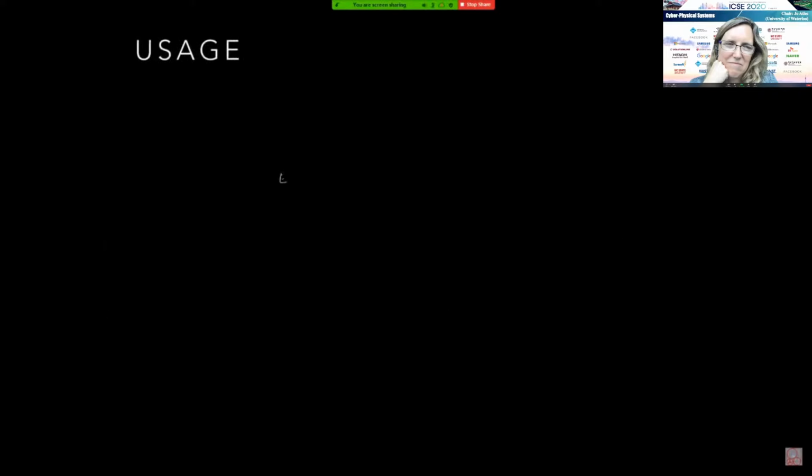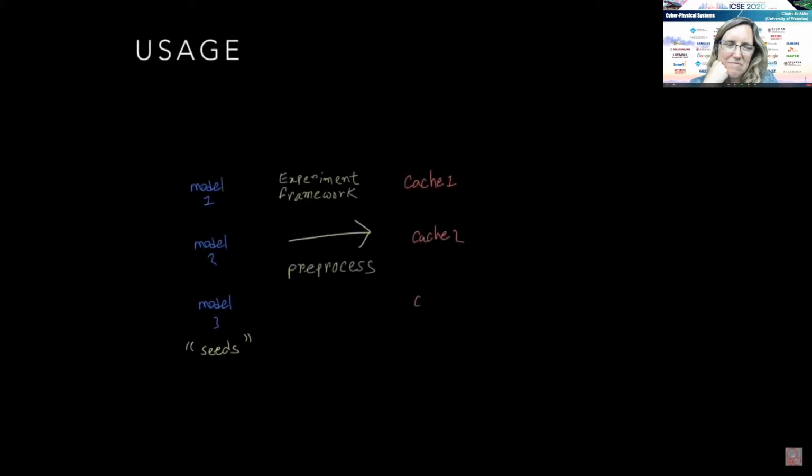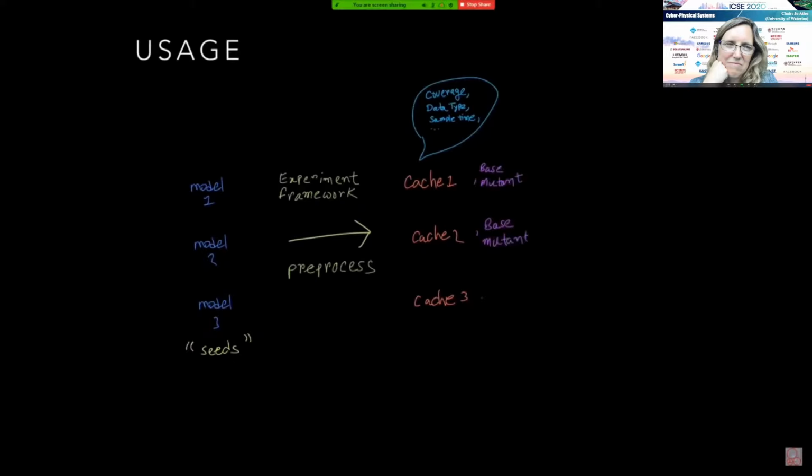We start with the experiment framework, which scans for seeds in a distributed file system or in a local file system to pre-process them in parallel and caches intermediate results, such as coverage, data type, and sample time of every block in a seed. Using this information, we then perform several one-time base mutations per seed, which further improves overall runtime. Our EMI component then consumes this cache and generates multiple mutants per seed in parallel.